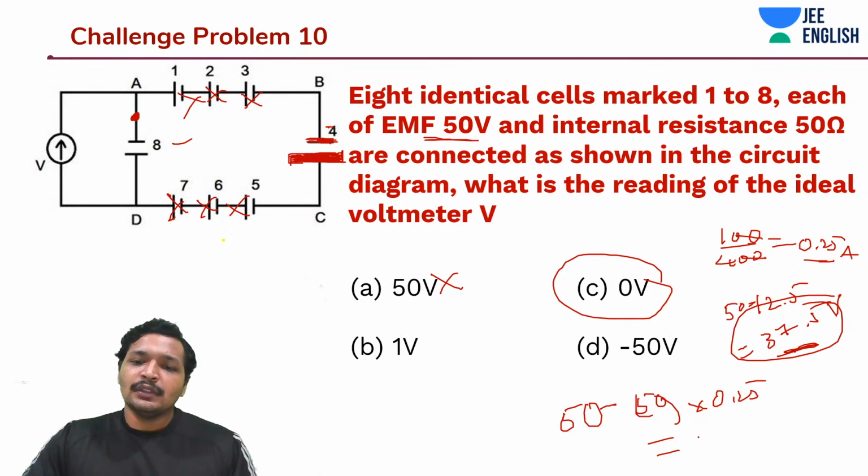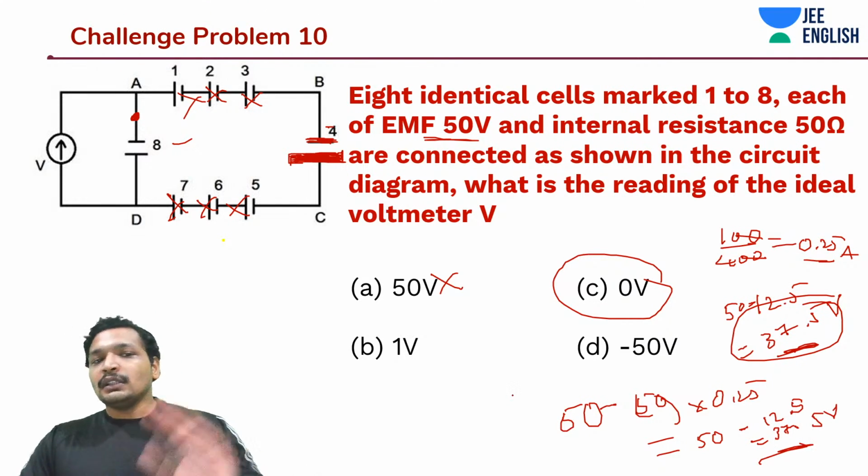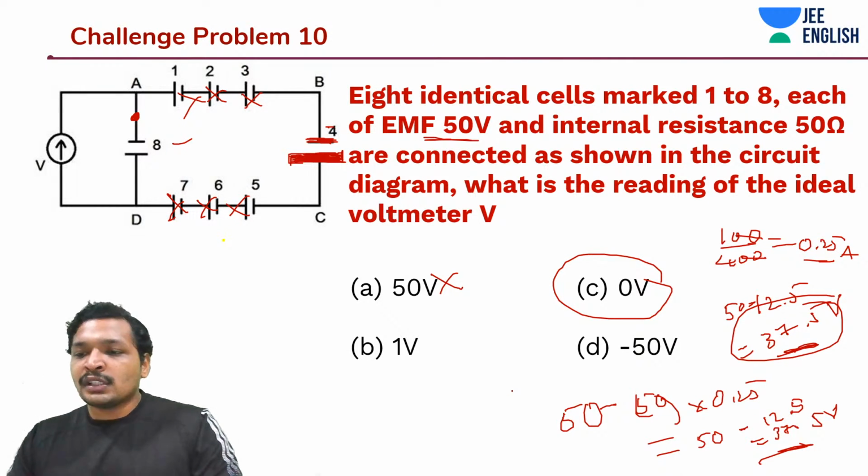Okay, that's going to be 50 minus 12.5, 37.5. But you understood the question, right? You understood the concept. That's more important.